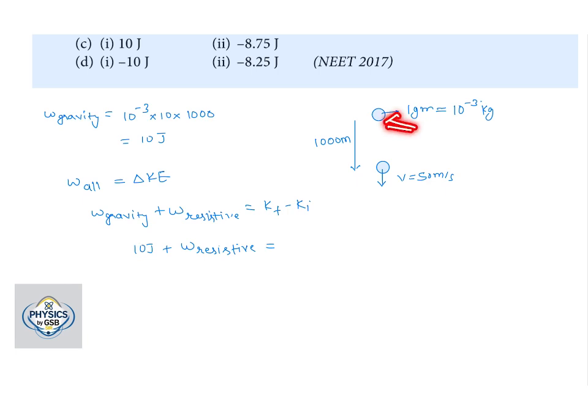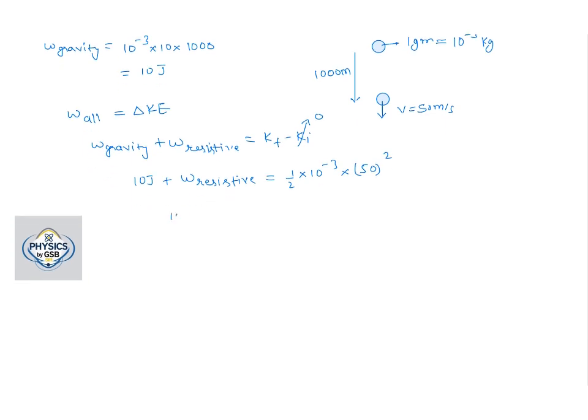Initially, the raindrop was released, so I can say initial kinetic energy is zero. And then we have to find final kinetic energy. Final kinetic energy is half, mass is 10 to the power minus 3, and finally it was moving with speed 50 meter per second, so that is 50 squared. So this is 10 joule plus the required work will be equal to half into 10 to the power minus 3 into 2500.